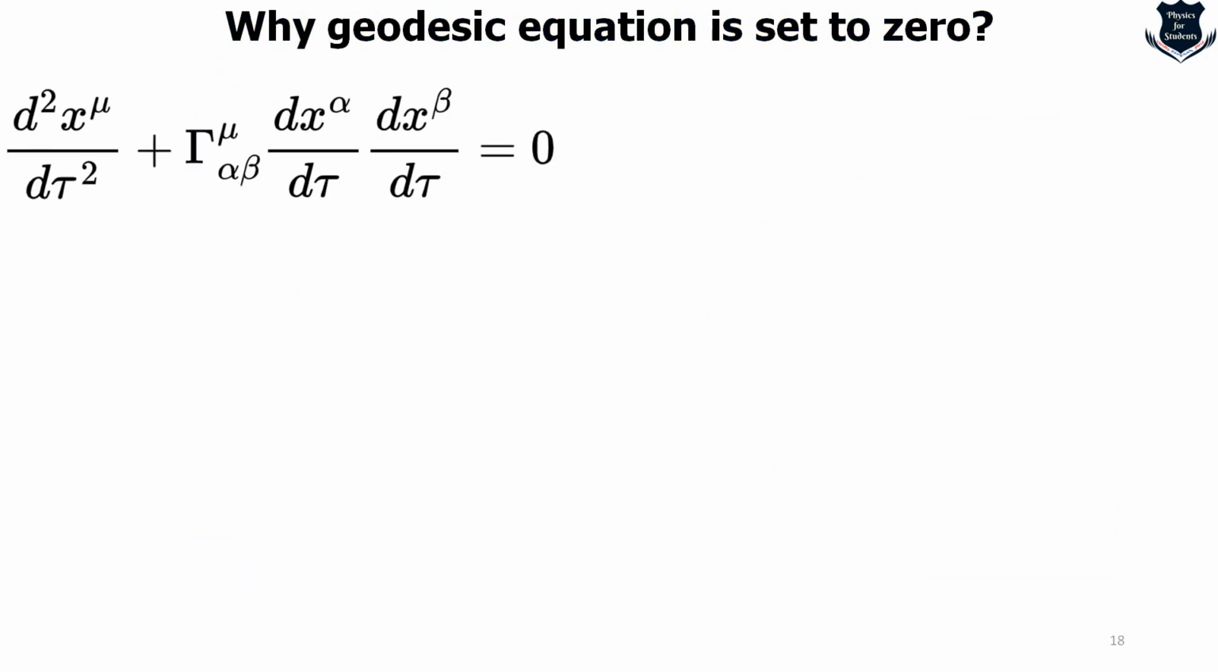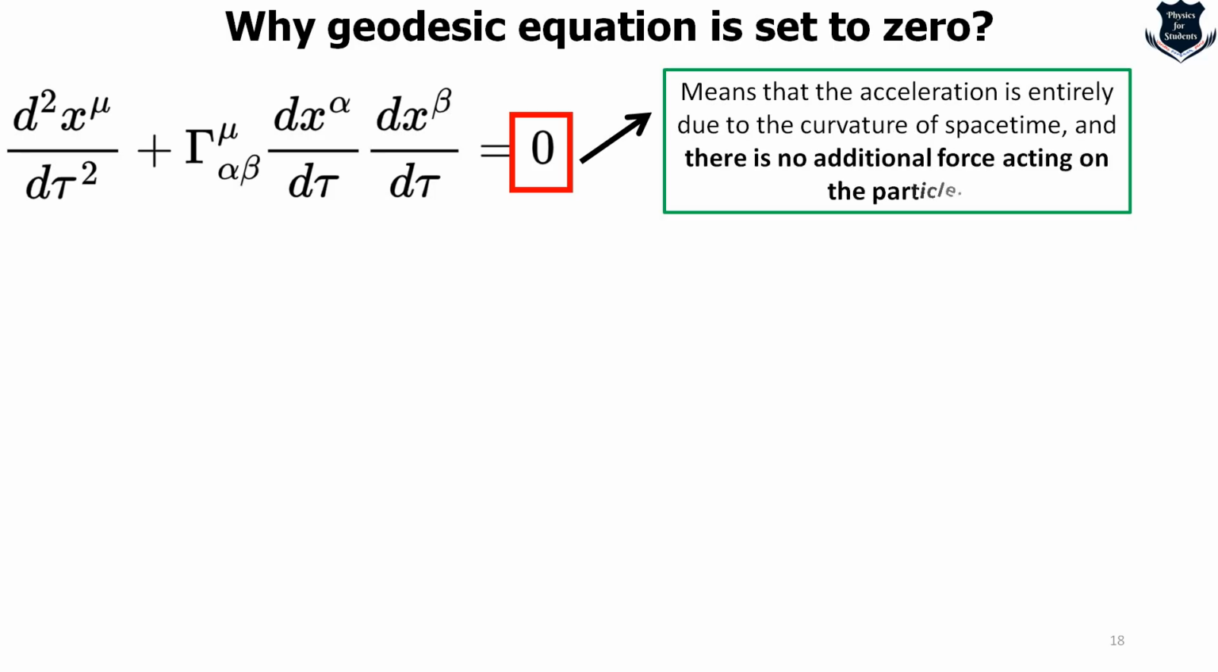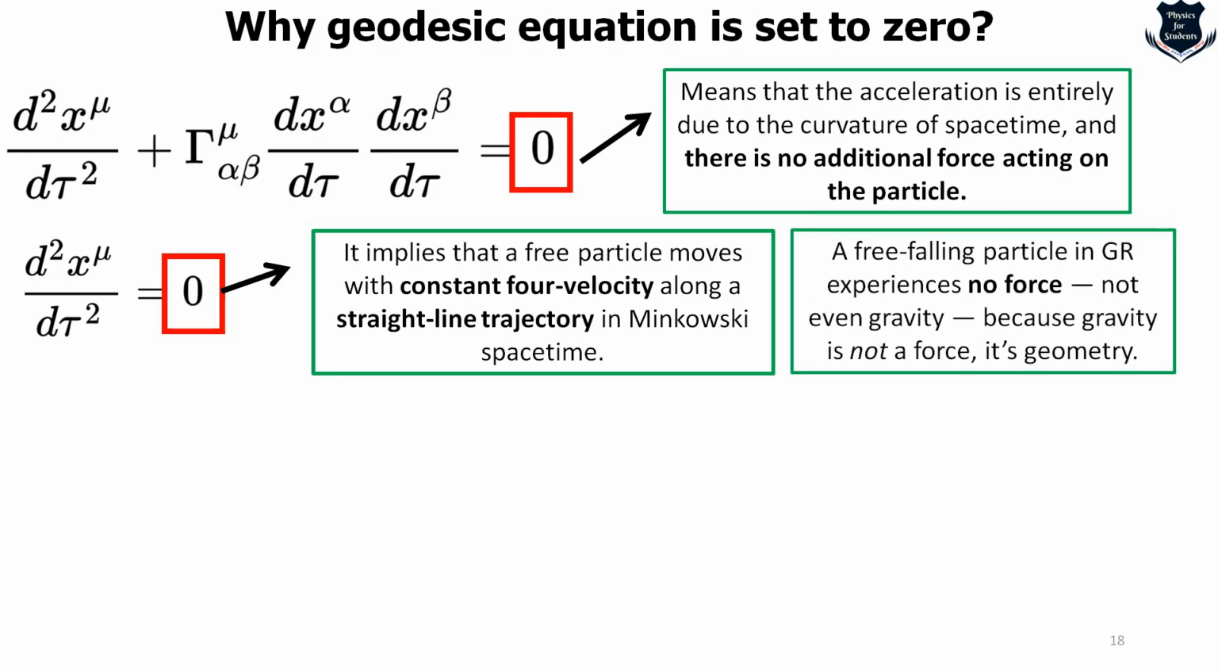So from here what we can see is that this 0 actually means that the acceleration is entirely due to the curvature of space-time. There is no extra force pushing around. So this part actually shows that the free particle moves with a constant forward velocity, along a straight line trajectory in Minkowski space. And a free falling particle in GR actually experiences no force. Obviously not even gravity, because here gravity is not a force, it is purely geometry.